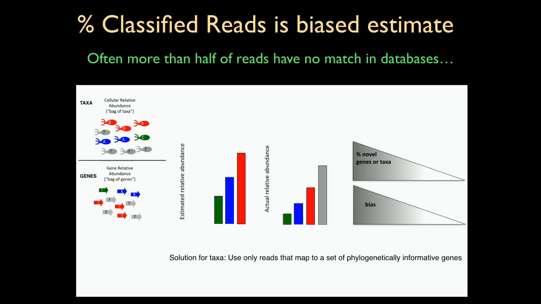And so what we can do is to try to figure out what's going on at a taxonomic level by using only these genes. So if I just want to know how much of each bacterium I have, I won't use the whole library. I will use only reads that map to this set of taxonomically informative genes. And that is a fixed target size. And we don't have to worry about, therefore, this gray bar anymore. We have a measurement that's comparable across samples. So that's the solution for taxa.